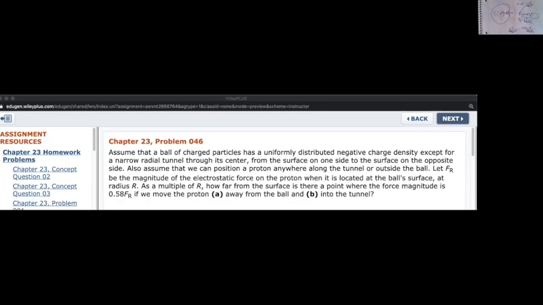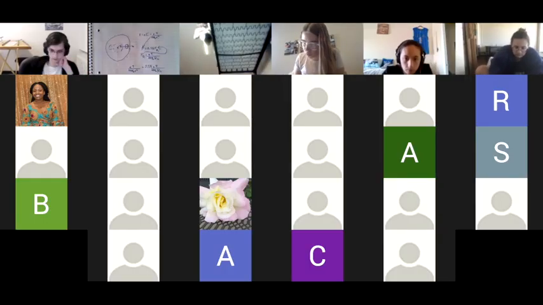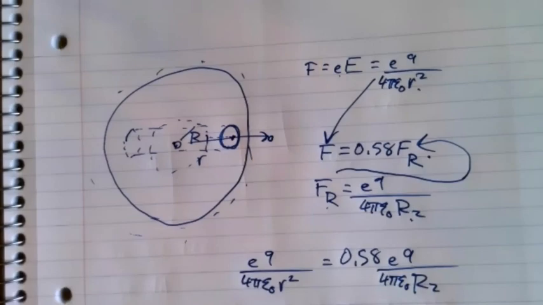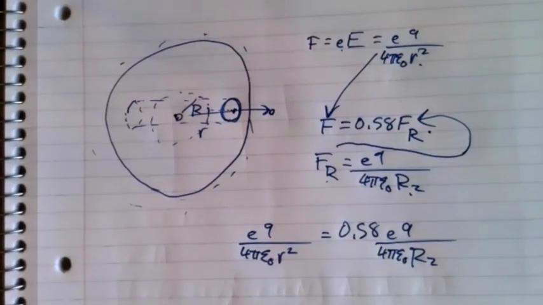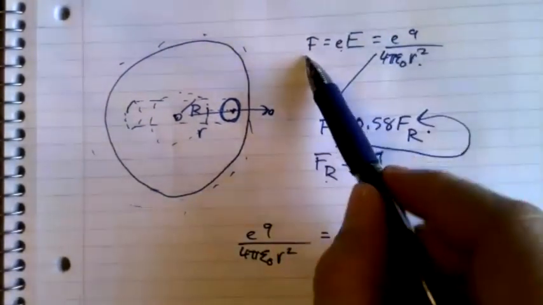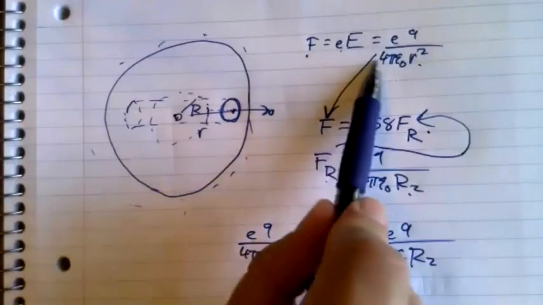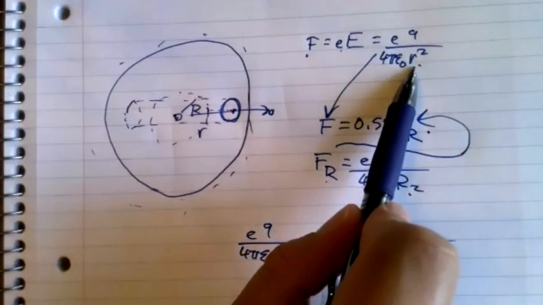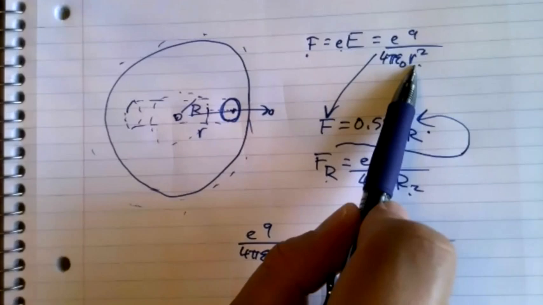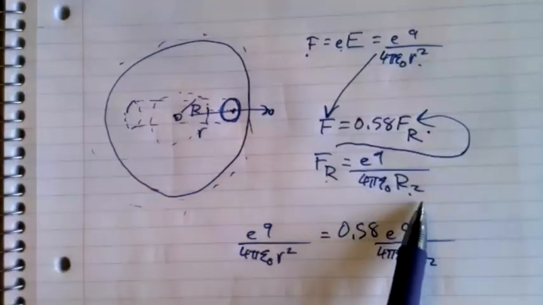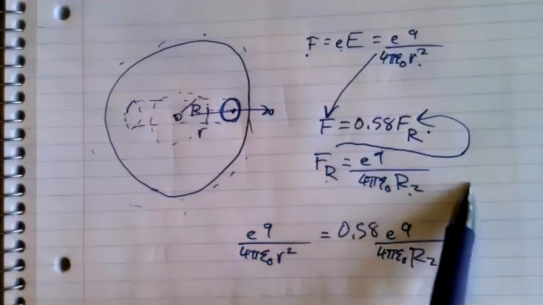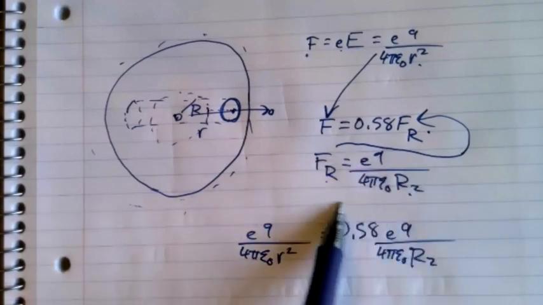Oh, here, let me share my screen for you. I apologize for making that so small. Okay, so this is just the force in general. If we just wanted to find our force somewhere outside of the ball, it would be this. This is our equation for force if we're on the surface of our sphere.